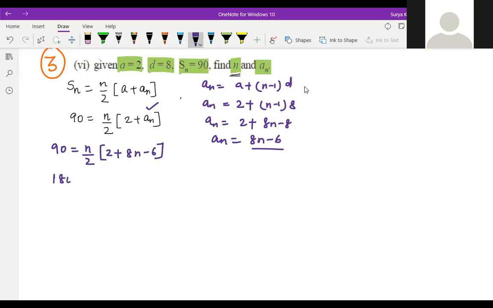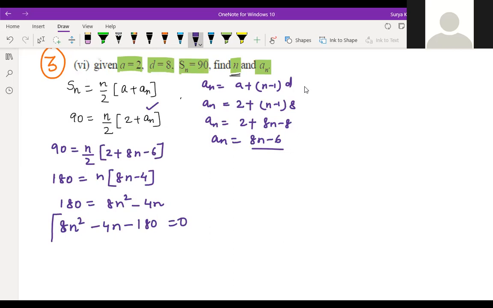So we'll get here 180 = n into (8n - 4). So what do we get over here? 180 = 8n^2 - 4n. Is it clear? So we can write 8n^2 - 4n - 180 = 0. Is it clear, children, or not? Clear, sir. Now hold this equation, you can divide by 4.